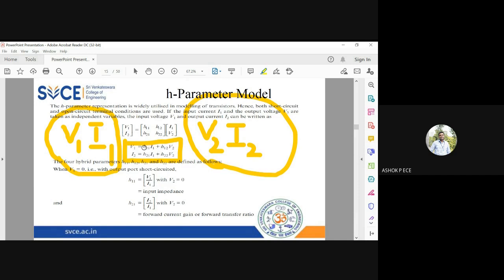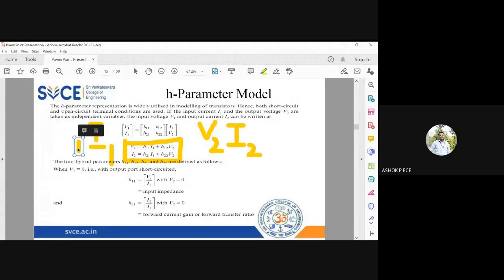So I'm going to write all these parameters in terms of V and I so that I can find the expression for all the unknown parameters. Okay, so now it is very simple. We'll take the first equation. In the first equation, I am going to put V2 equal to 0. If you put V2 equal to 0, what will you get?